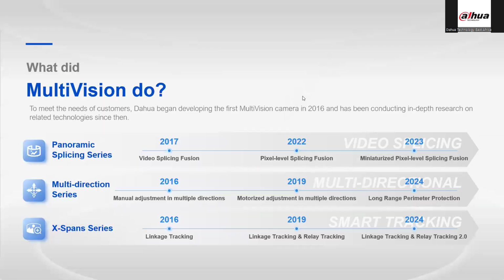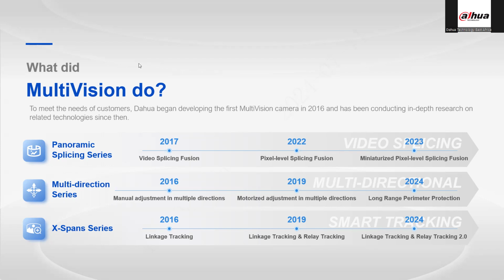Now, when you talk about the MultiVision, here is what it is going to provide to you that fixed cameras or other traditional cameras cannot provide. First of all, it's going to give you this panoramic splicing ability. So in this case, we're going to have one seamless panoramic image provided for you.